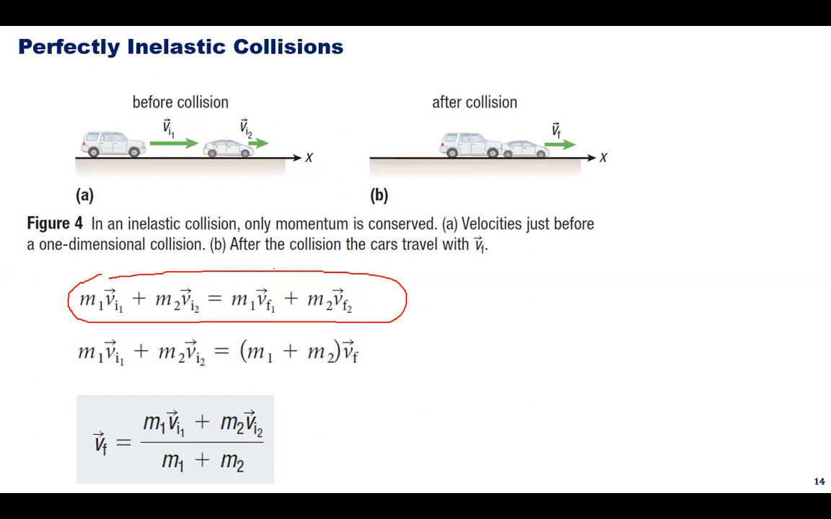So we can solve the above equation for vf. This gives us m1 vi1 plus m2 vi2 equals m1 plus m2 times vf. Then the final velocity for either car, vf, is given by m1 vi1 plus m2 vi2 over the sum of the two masses, m1 plus m2. This equation relates the final velocity of the two objects in a perfectly inelastic collision to their masses and their initial velocities.